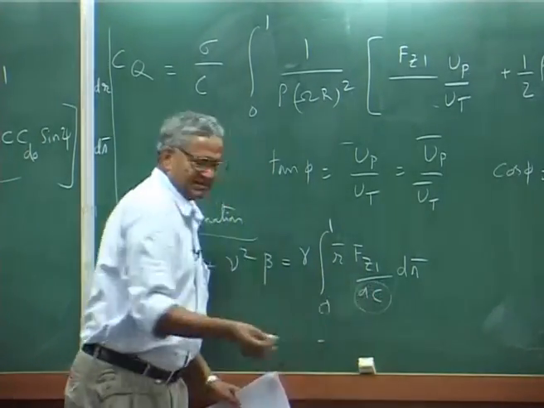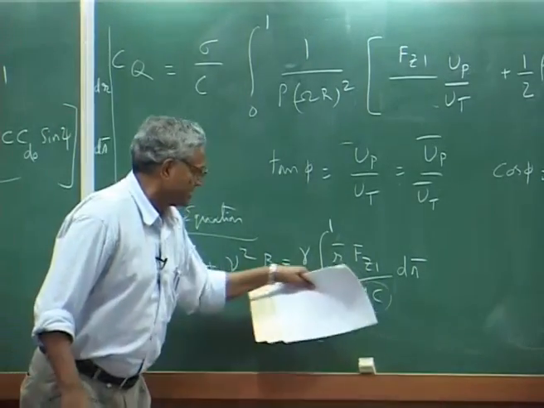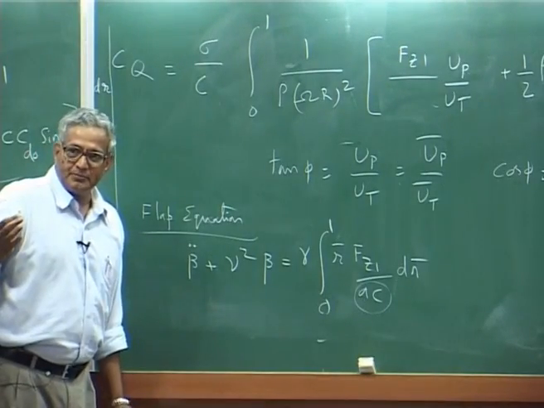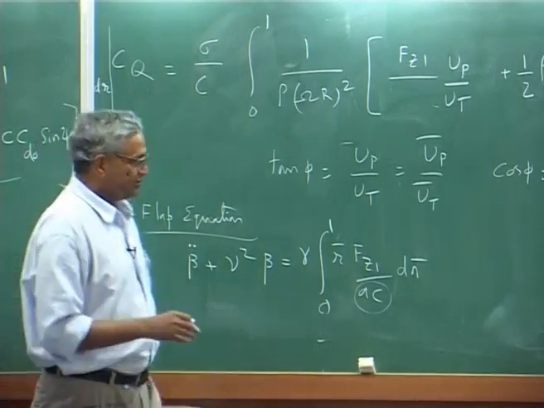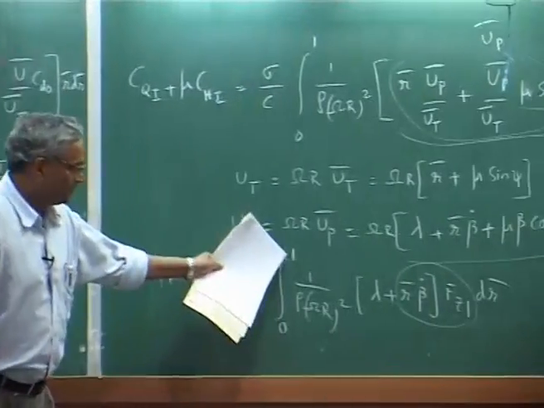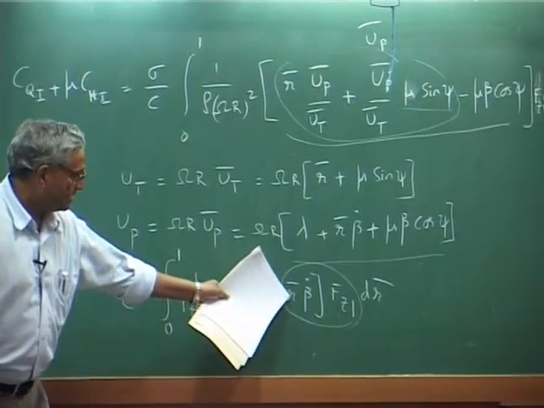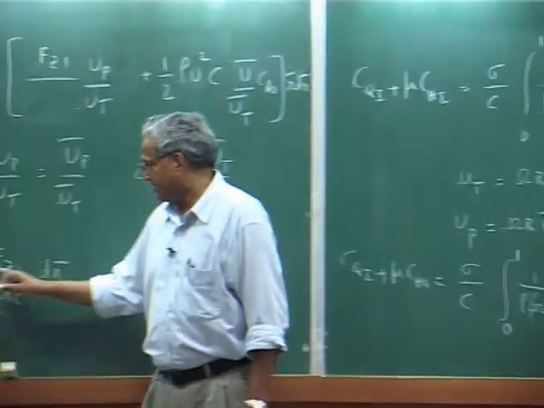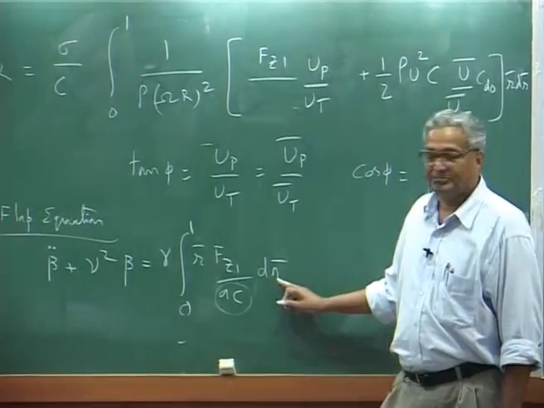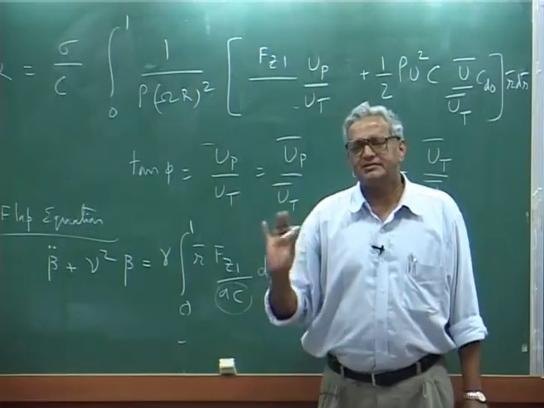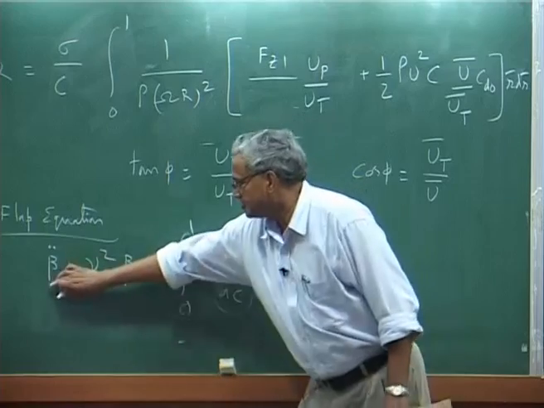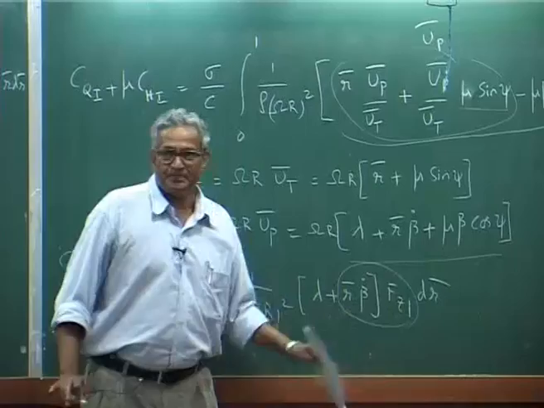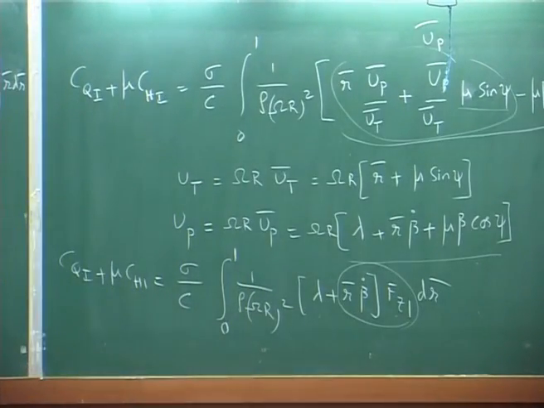These are all constants, you can take them out. This is my flap equation. One way of writing it is, what people do is, this is also 0 to 1 r bar f z 1 dr bar. So this nu square is a frequency term. You can substitute this term only for this and then you integrate.